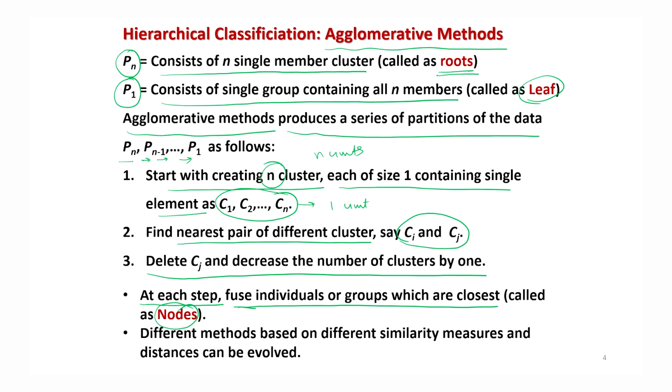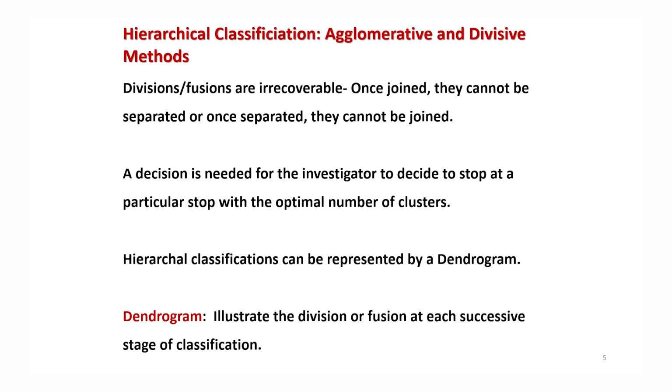Now, there are different methods, different ways of finding the closeness, different ways to find the nearest pair of clusters. So, different methods based on different similarity measures and distances can be evolved, and they may or may not give you different outcomes. This is very important for you to keep in mind, and you will see that when we implement it in the R software, the package asks you for this option, which measure you want to use. So, this is important for you to understand and keep in mind, right.